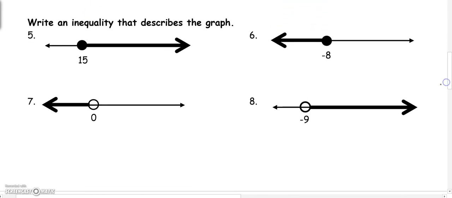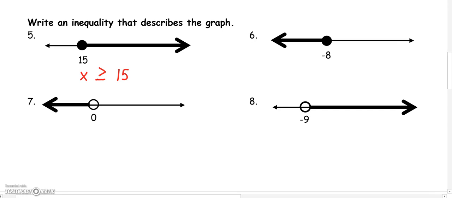Now let's work backwards. You're given a graph and you need to write the inequality for it. So in number 5, we're going to pick a variable. I'm going to pick x, and my number is 15. Then I look at my inequality graph, and I notice that it's pointing to the right, which means it's a greater than sign. And I notice that my circle is filled, which means I need to put a bar underneath it. So then my inequality would be x is greater than or equal to 15.